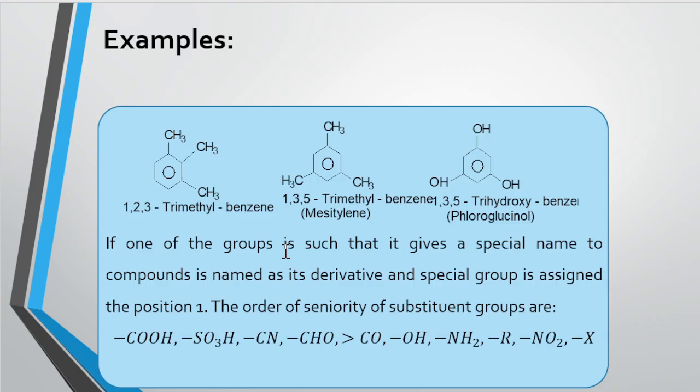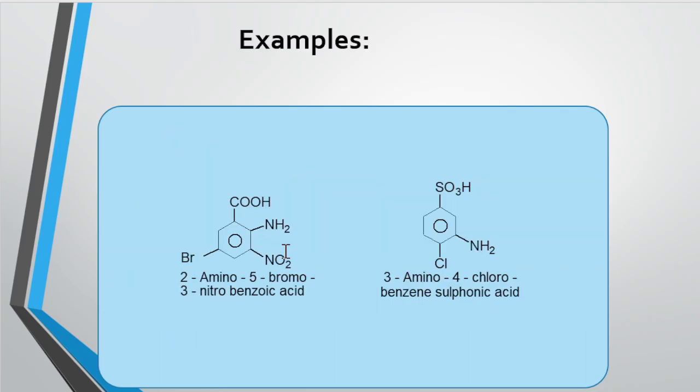The order of seniority of substituent groups, you can clearly see, is just like that of the functional group order: COOH, SO3H, CN, CHO, COOH, NH2, R, NO2 and then X. You will clearly see COOH gets first priority. Amino group, from there if you write this is 1, 2, 3, 4, 5, clearly you can see the examples here.